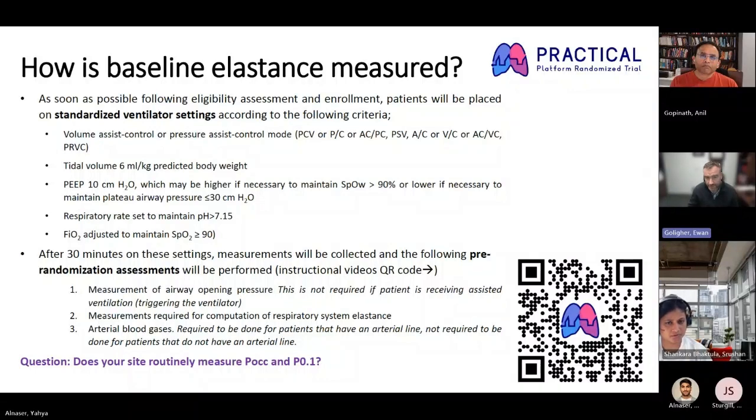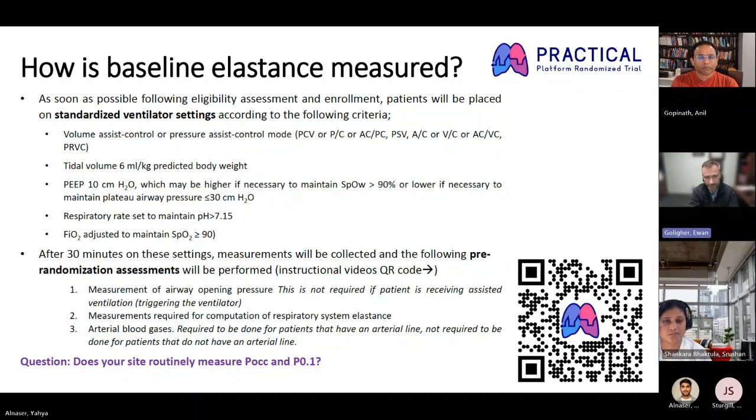When people talk about elastance, they're much more familiar with talking about compliance, which is just the inverse of elastance. So they're really the same parameter, essentially a measure of how stiff the respiratory system is. And in order to make that measurement in a valid and reproducible way, we, in the protocol, apply standardized ventilator settings. These standardized ventilator settings involve the use of either volume or pressure targeted modes.